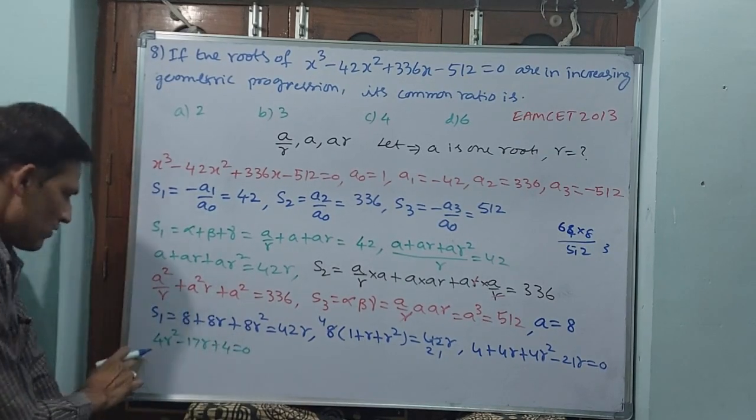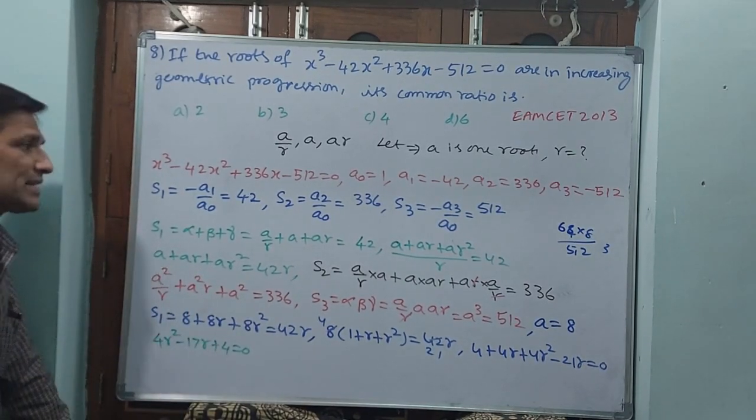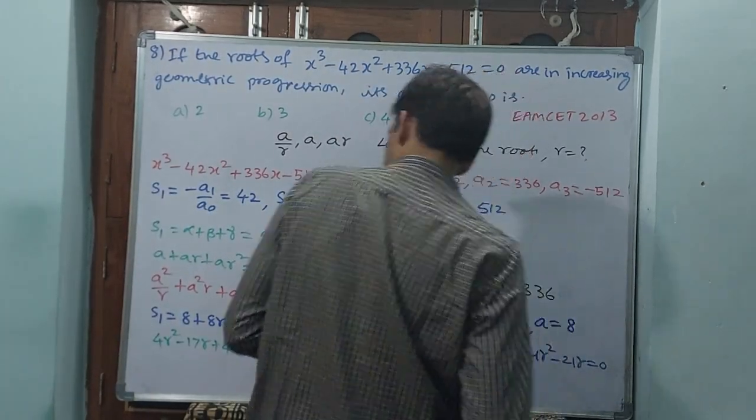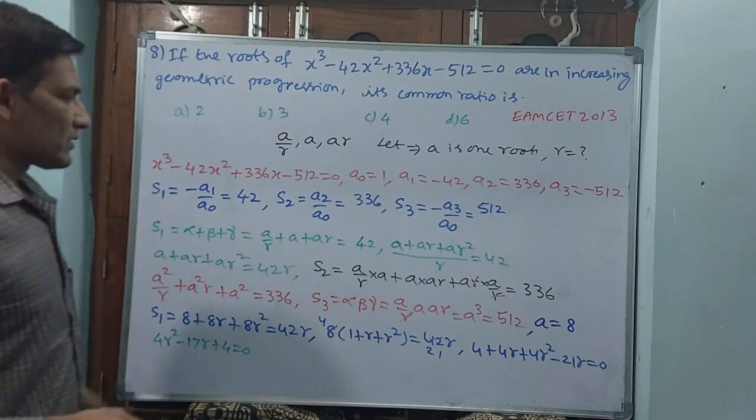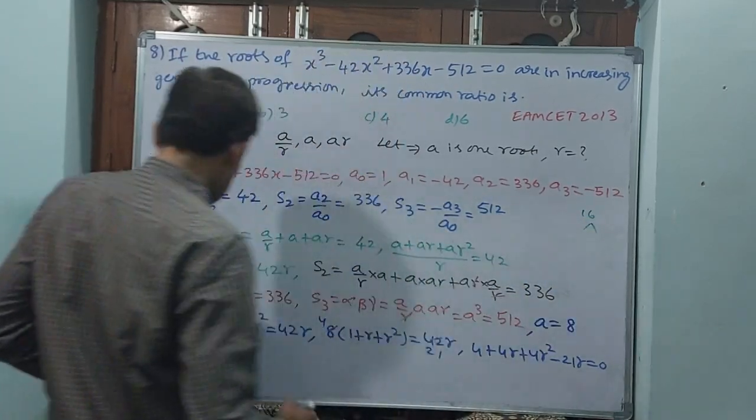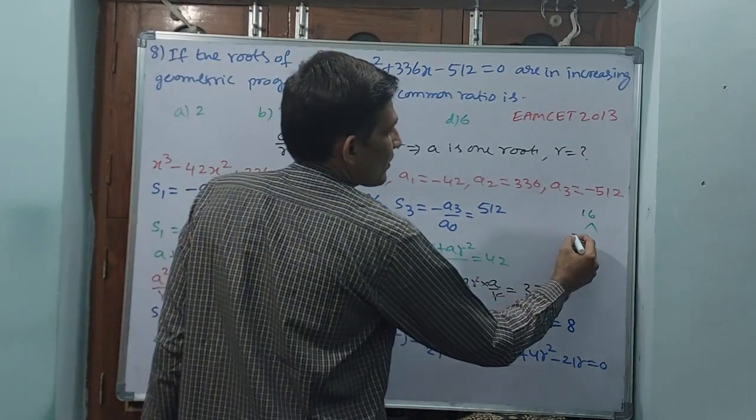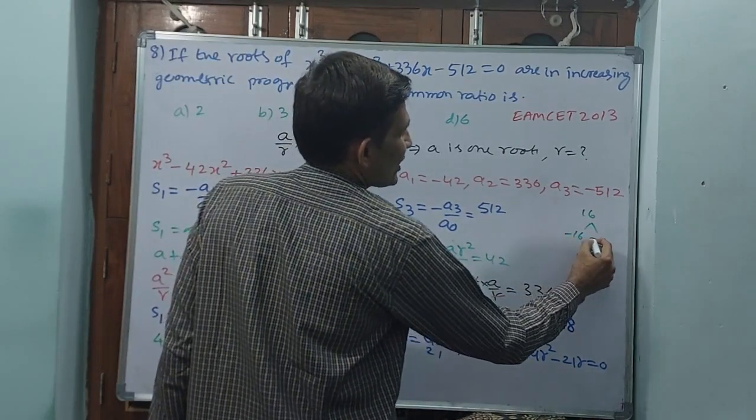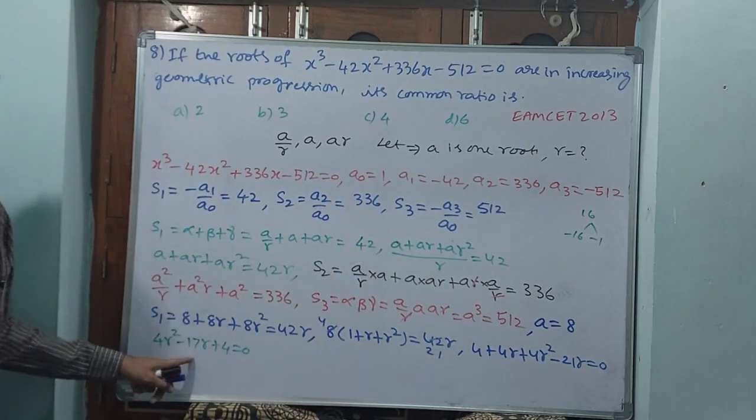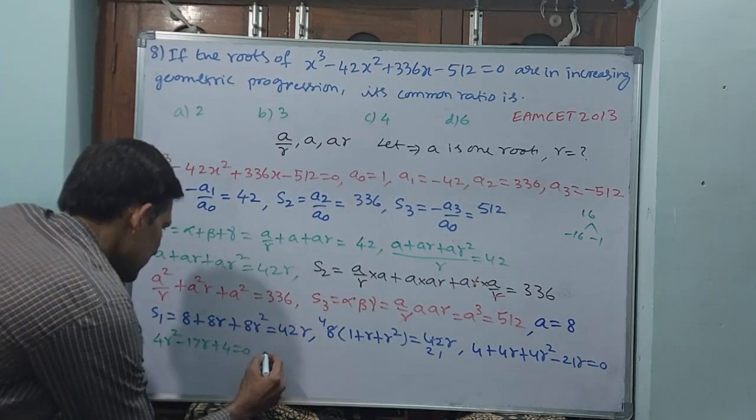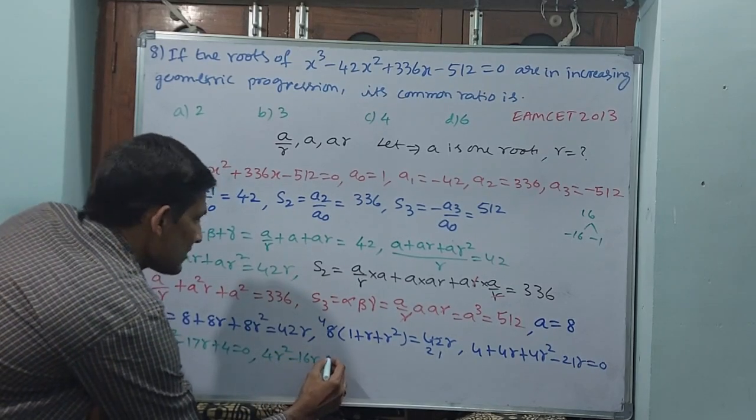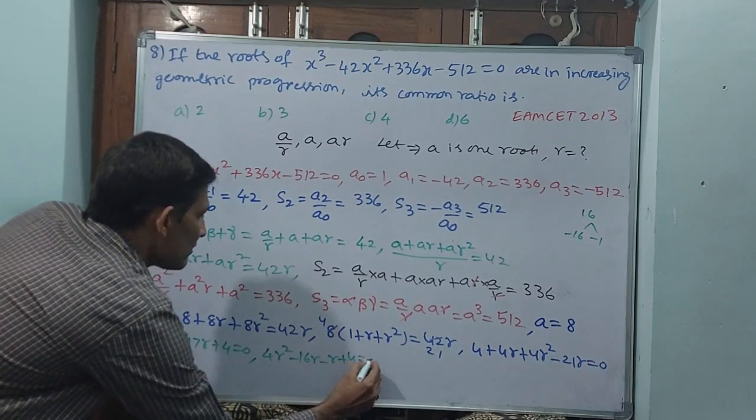You see, 4 into 4, 16, but minus 17 has to come. Anything else common? No, we cannot take anything common. 4 into 4 is 16. Minus 17, how it will come? See, minus 16 into minus 1 is plus 16. Minus 16 plus minus 1 is minus 17. Okay? Proceed further then. See, 4R square minus 16R minus R plus 4 equal to 0.